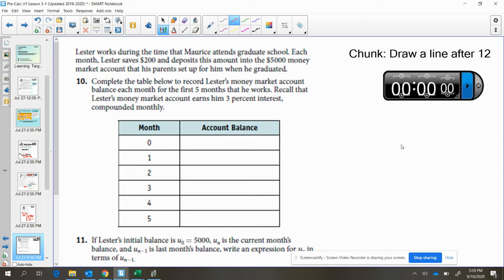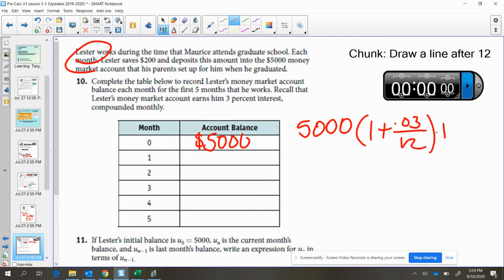Now, we also have our other brother, Lester. While Maurice is in grad school, Lester went out into the workforce. What's happening with him is that he didn't quite get as big a gift from mom and dad as Maurice did, but he got a $5,000 gift and he's able to just start saving right away. So each month he's taking that $5,000, getting that interest rate, but this time he's adding $200 because he's putting some money away.